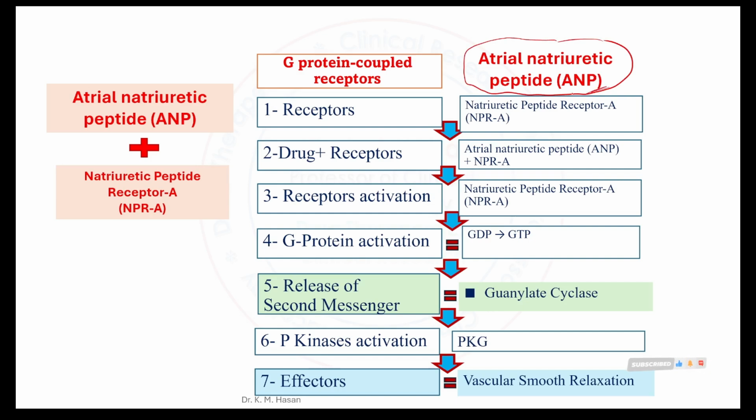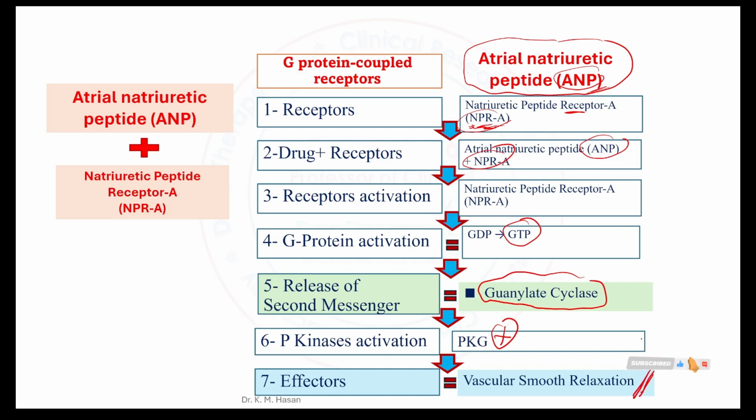This peptide binds to a receptor called the natriuretic peptide receptor, NPRA. So ANP binds to the receptor and leads to the formation of a complex, and this will lead to activation of the receptor, activate the G protein, and the result will be activation of guanylate cyclase, and this will activate protein kinase G. So protein kinase G will lead to vascular muscle relaxation.